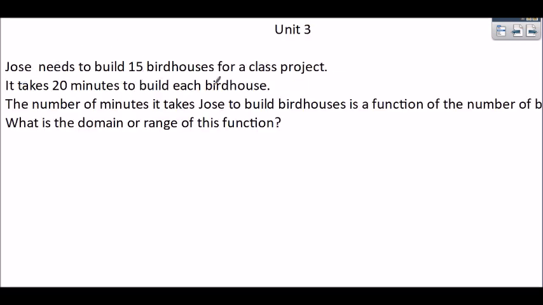Right, Jose needs to build 15 birdhouses for a class project. It takes 20 minutes to build each birdhouse. The number of minutes it takes Jose to build each house is a function of the number. What is the domain and range of this function?